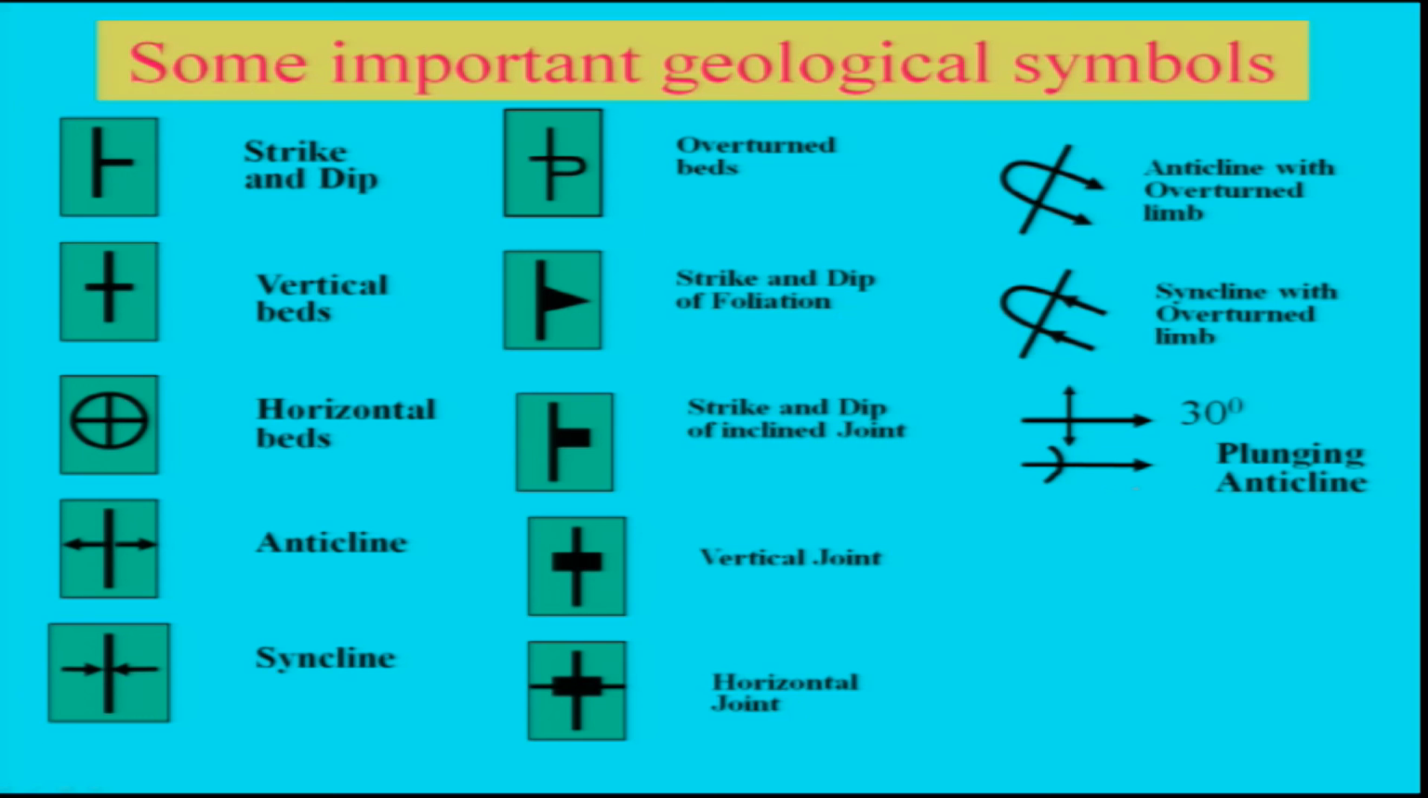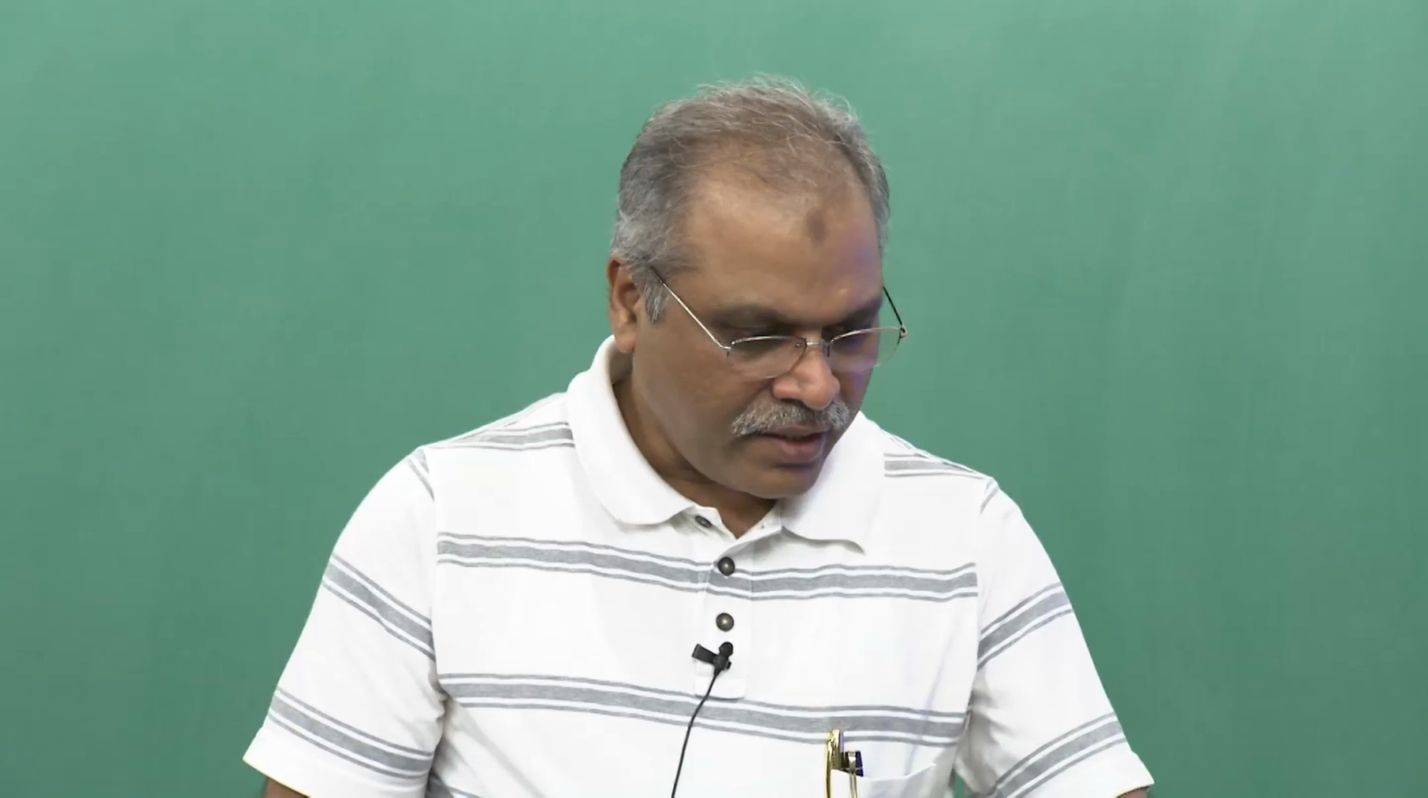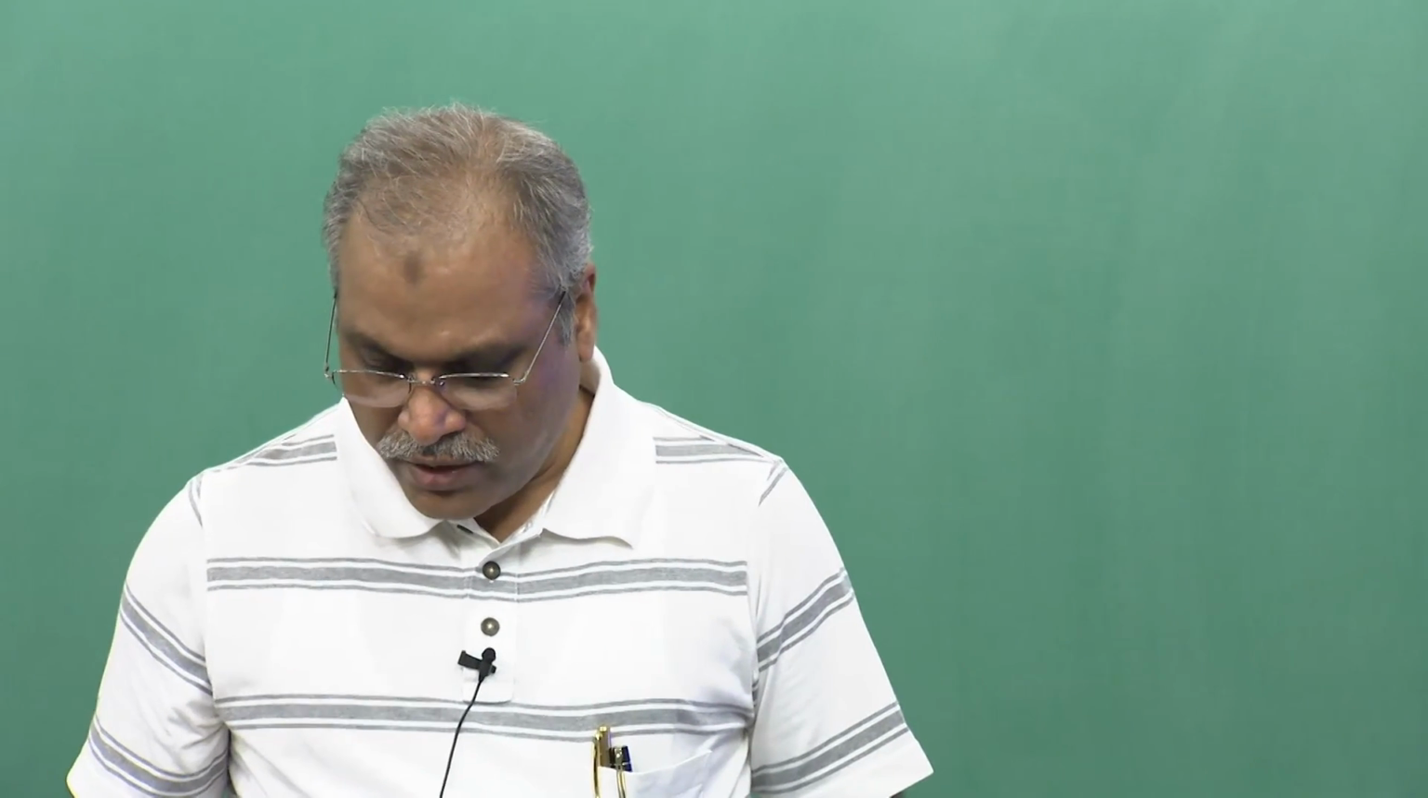If you have these symbols which have been given, then you can easily make out what the plunge amount is, what the plunge axis is, and in which direction it is plunging. These are some of the symbols which have been given, which you can study from the slides. And I will stop here, and I would like to start a new topic. Hopefully, we have enough time to complete that also.